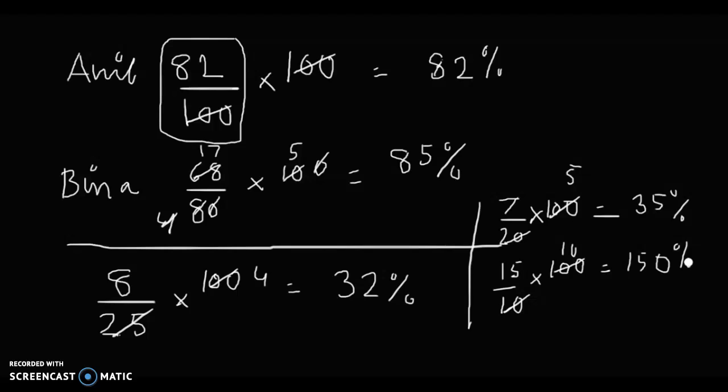Let's take an example. Suppose the average rainfall in a city is 10 inches, but that year the city gets 15 inches, which is more than the average. So if you calculate the percentage, it will be 150%, so more than the actual average. So this is converting fractions into percentages.